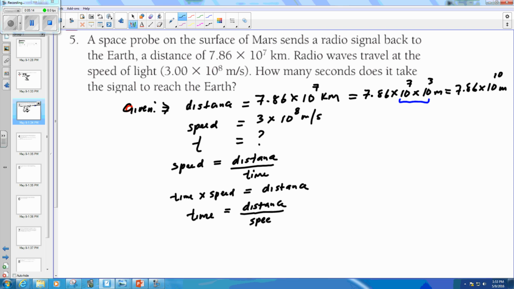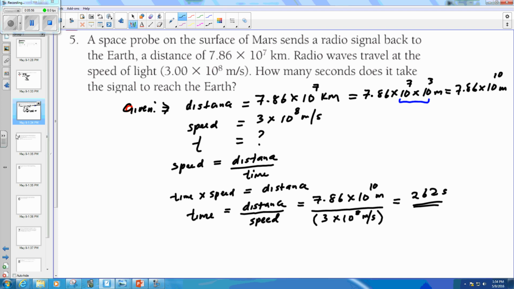Now at this stage I can put in the values that I have. I know the distance from the given. It was 7.86 times 10 to the power 10 meters divided by, it's important if I have a wrong number like that to put parentheses, 3 times 10 to the power 8 meters per second. So if I punch this correctly in my calculator, don't forget the parentheses, I should end up with an answer of 262 seconds. And so that's our answer. So the time we are looking for is 262 seconds.